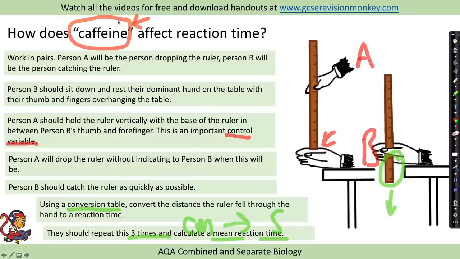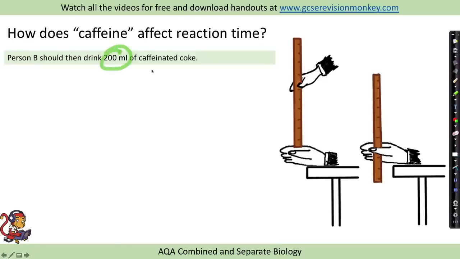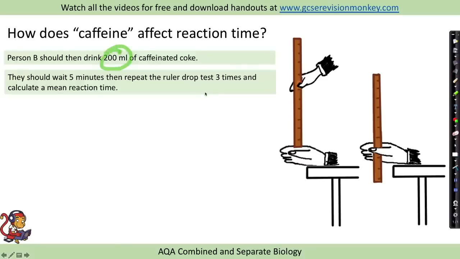We're then going to change this factor here, the amount of caffeine they've drunk, and then we're going to repeat the experiment. So the next step, person B should then drink a set volume. It doesn't matter how much you put, but I've just suggested here 200 ml of caffeinated Coke. They should wait 5 minutes.